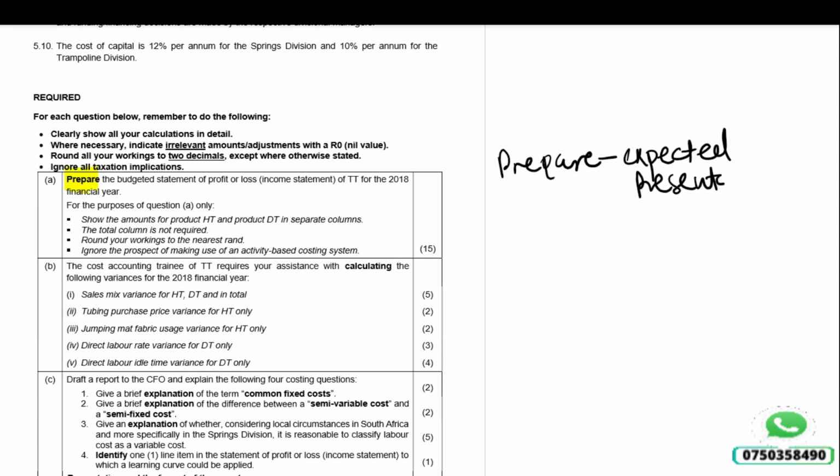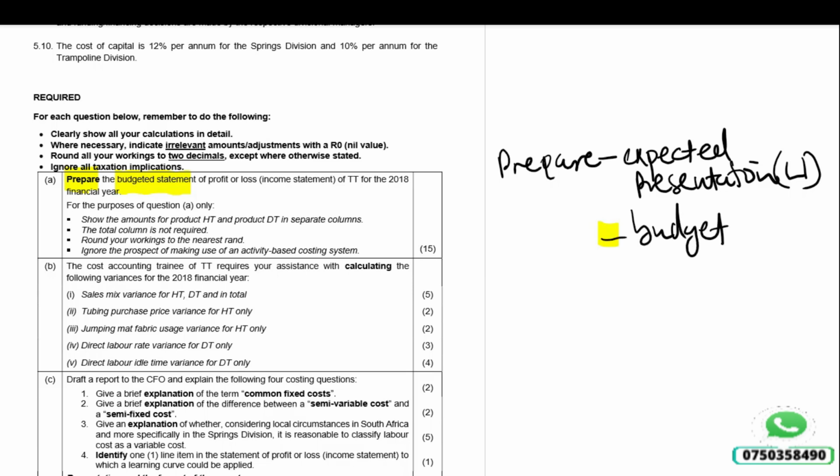So presentation matters, and we covered this in lecture 1. The presentation of absorption costing, and also direct costing, was covered in lecture number 1. They say you must prepare a budgeted statement. This is important. Why? Because remember, I said they can ask you to prepare a budgeted or an actual statement. So in this case, it's a budgeted statement.